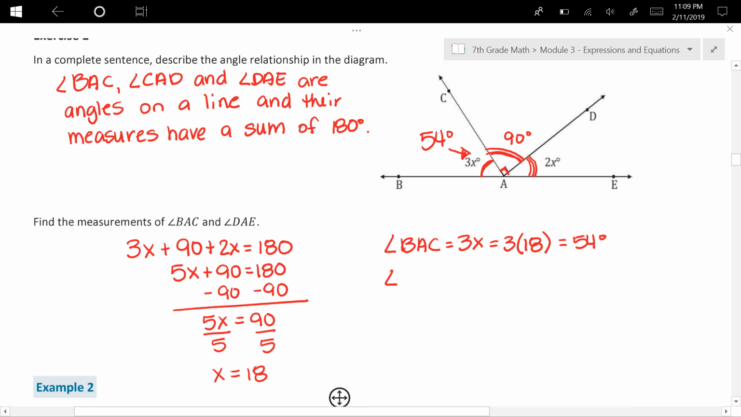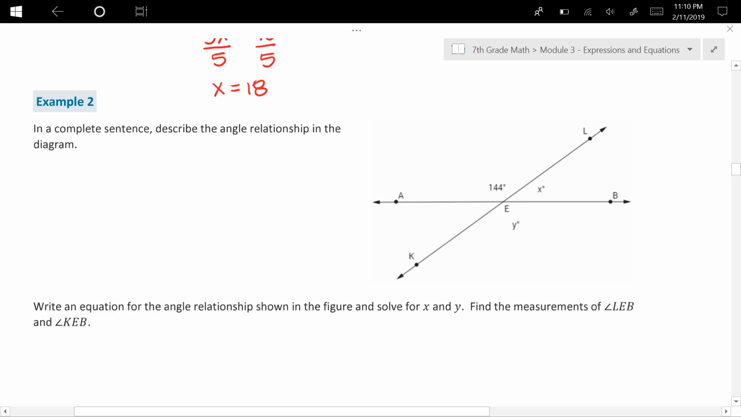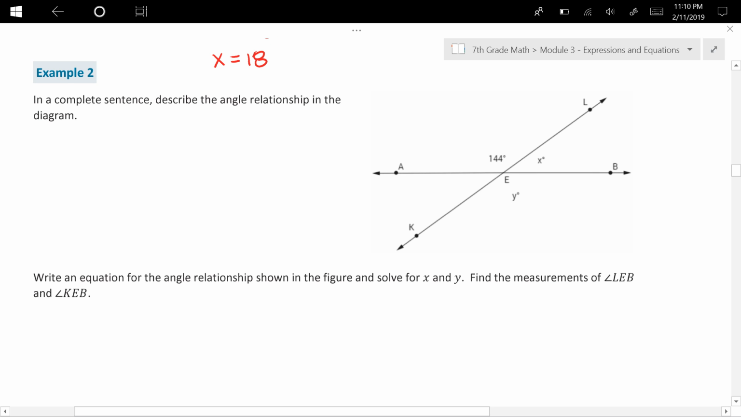So the last one, we have angle DAE, and they said it was 2x. So 2 times that 18 gives us 36 degrees. This one here is 36 degrees. So if we add up 54, 90, and 36, they would all equal 180 degrees. Okay. All right, so I want you to pause the video. I want you to do this example here. And when you come back, I will work out the problem for you.